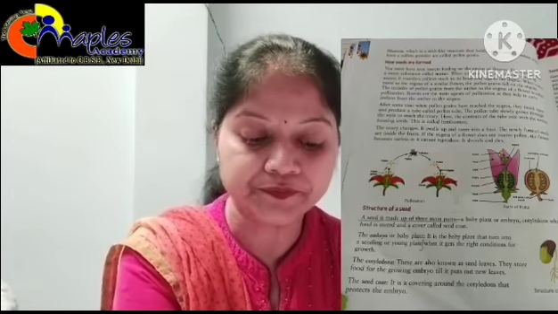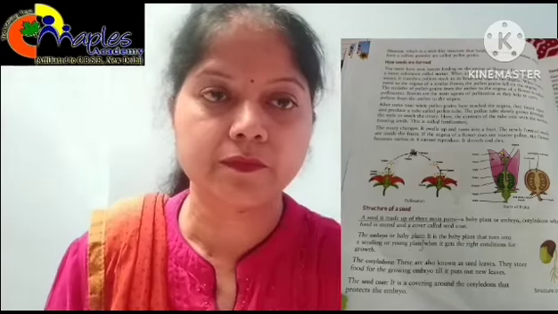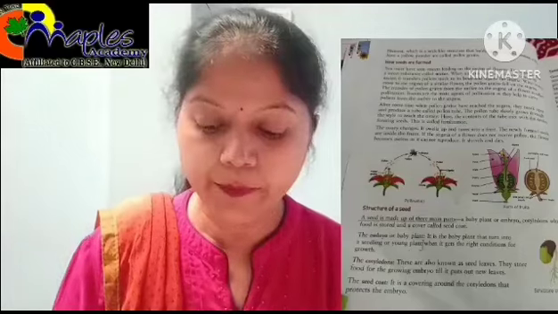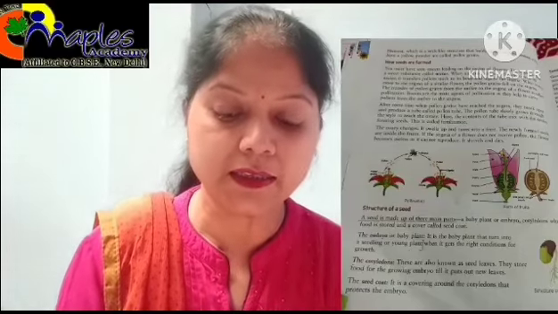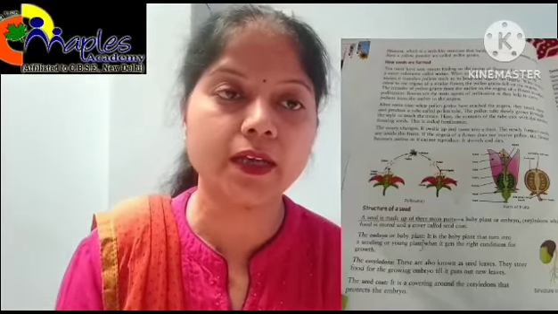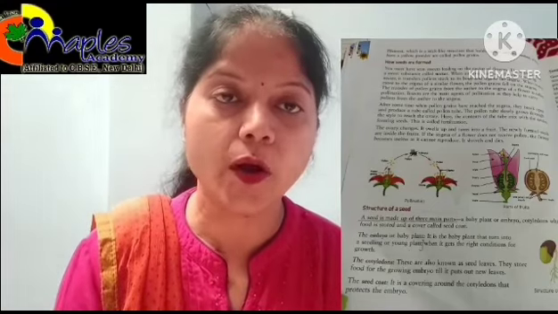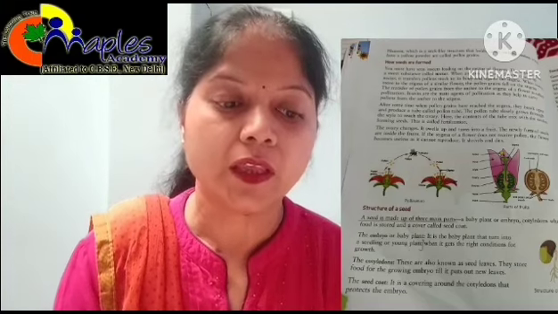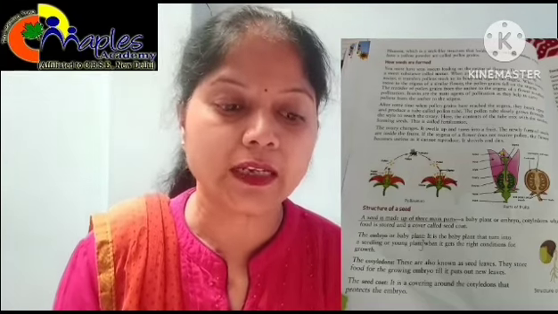Structure of a seed. A seed is made up of three main parts. First is embryo. Embryo is the baby plant that turns into a seedling or young plant. Second is cotyledons. These are also known as seed leaves. They store food for the growing embryo. Third is seed coat. It is a covering around the cotyledons that protects embryo.